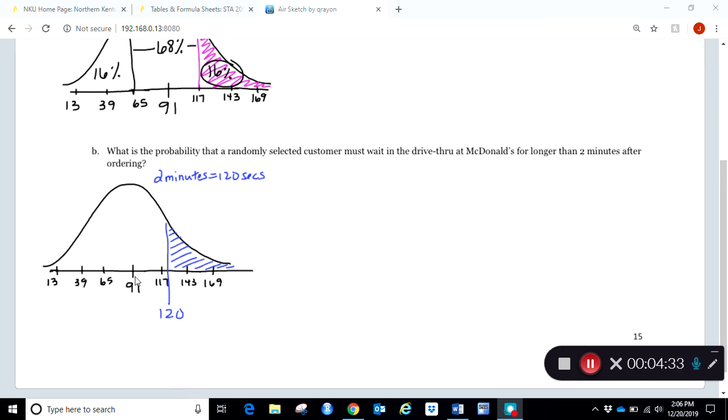Next, I know my answer is going to be less than 50%, because if I had everything to the right of 91 shaded, that would be exactly 50%. So I can tell that I have less than half of that picture shaded. Finally, since my picture is shaded to the right, I know I'm going to have to use my shaded right rule, or that 1 minus rule. So go ahead and next calculate your z-score. After calculating your z-score, you should have got a positive 1.07, which is right between our 1 and 2, like we knew it should be. Next, we're going to take this number to the table.